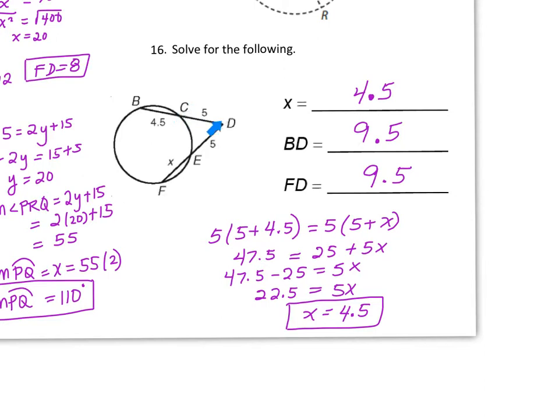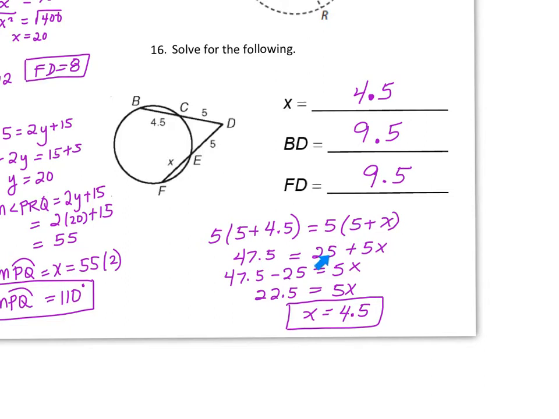So 5 times 5 plus 4.5 equals 5 times 5 plus X. 5 plus 4.5 is 9.5, times 5 is 47.5. Here I cannot add the 5 and the X, so I need to distribute.